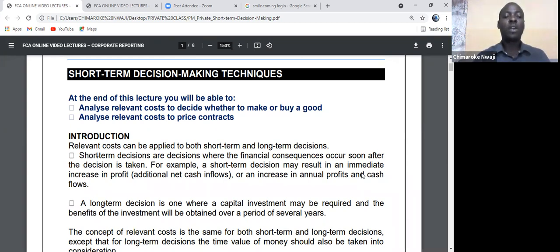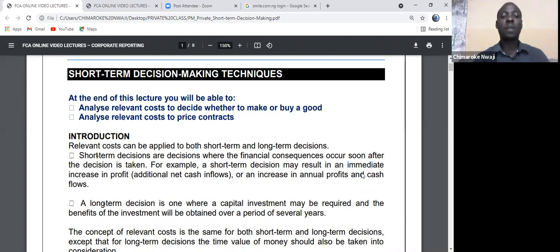Now, a long-term decision is where capital investment is required. I know capital investments are those investments whose benefit will last for over a year, and so it might span up to several years. So when you make a decision to buy an asset that may last 4 years, 5 years, 10 years, that decision to buy that asset is a long-term decision.